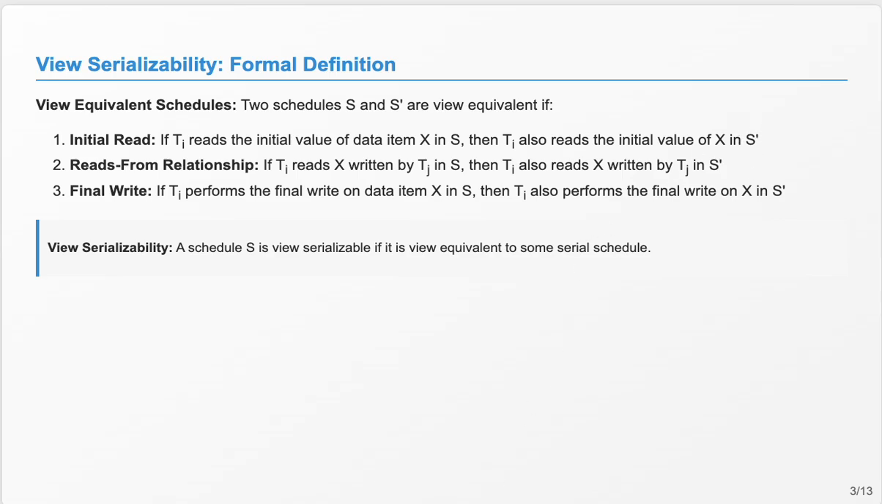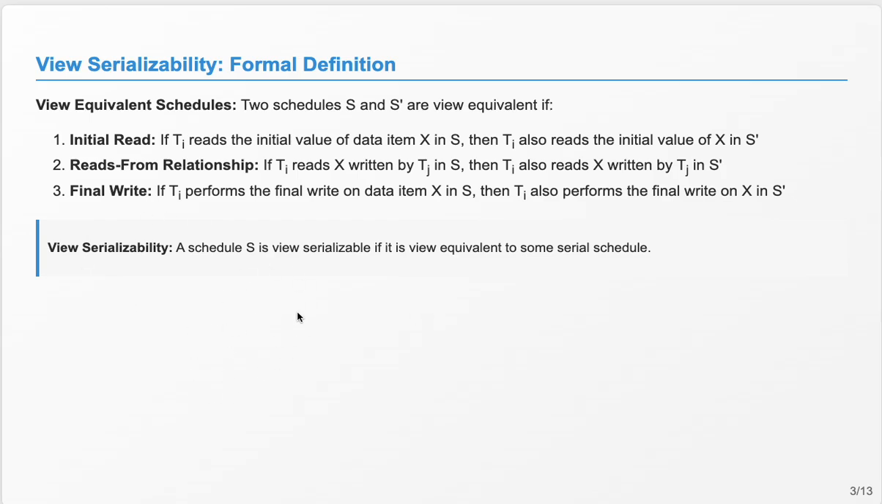And then we need to check the reads-from relationship. If transaction Ti reads X written by another transaction Tj in schedule S, then this must also happen in the schedule S prime. And the last one is the final write condition. If transaction Ti performs the final write on a data item X in the schedule S, then the same transaction must also perform the final write on X in the schedule S prime.